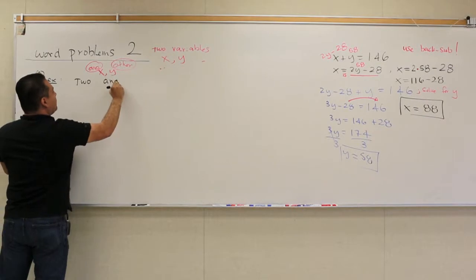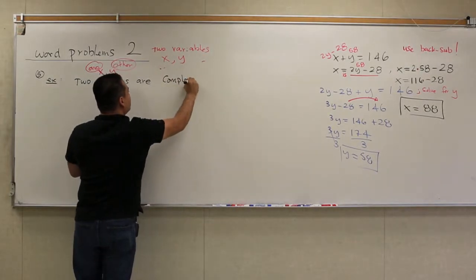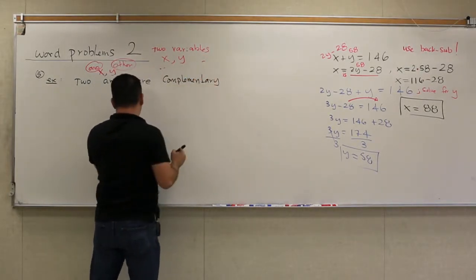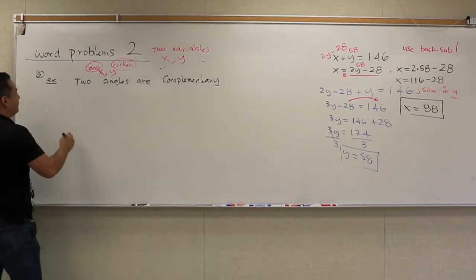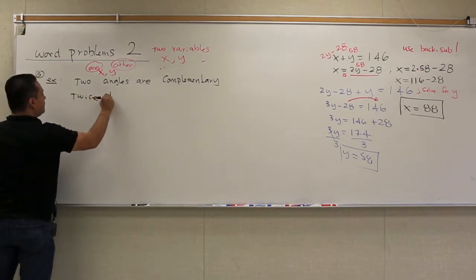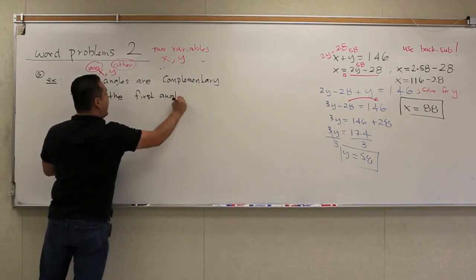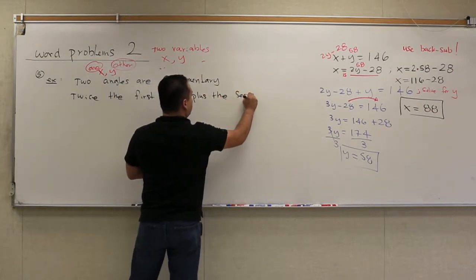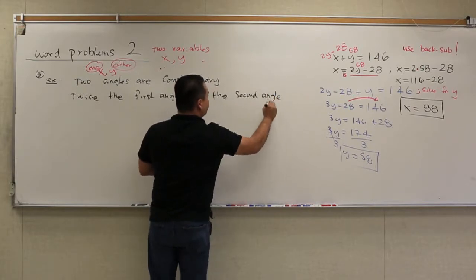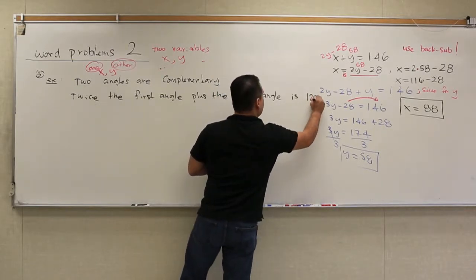2 angles are what? Complementary. 2 angles are complementary. Twice the first angle plus the second angle. Twice the first angle plus the what? Plus the second angle is what? No, this one, number 5, is 123 degrees.